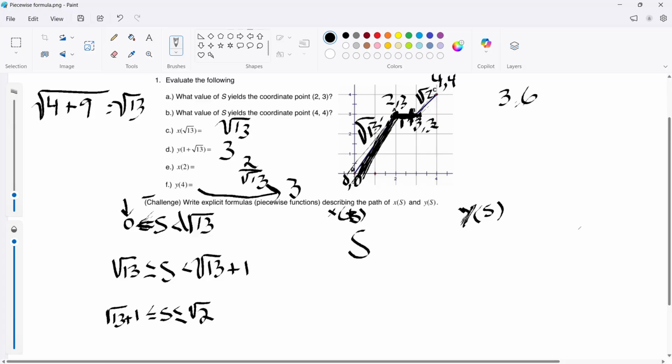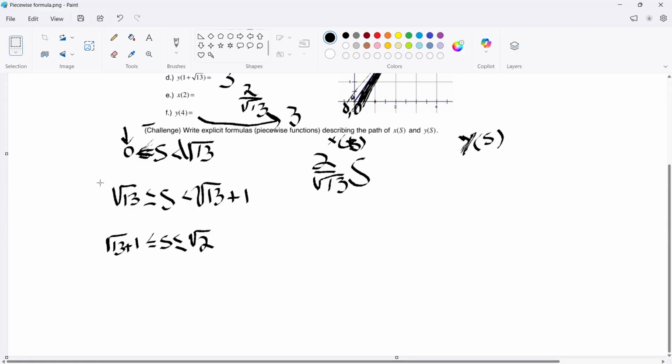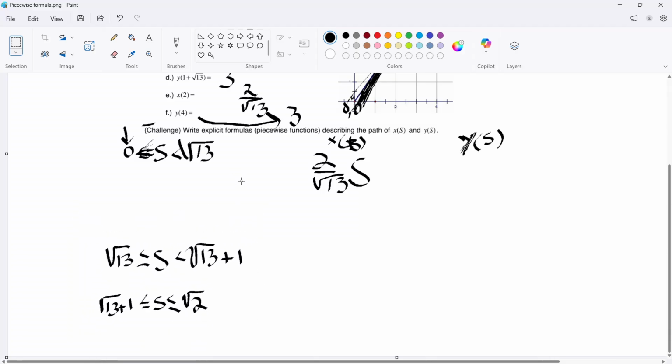And then how much does x change? X changes by 2, divided by the length, which is square root of 13. And I still haven't given enough room. I'm telling you, it's always much more room than I think is needed. Okay, now I should have enough room.